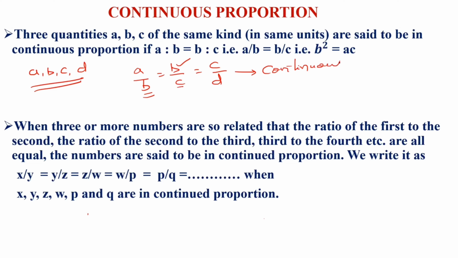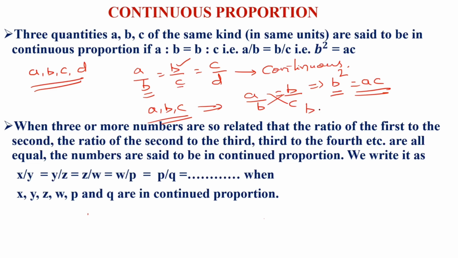If A, B, C are said to be in continuous proportion, then A by B is equal to B by C. If you go with cross multiplication, then it will become B square is equal to AC. This B is called the mean proportional. Why mean proportional? It is the middle value between A and C.